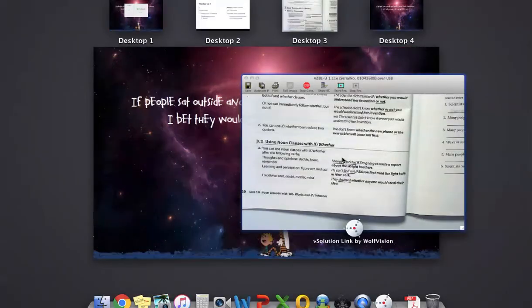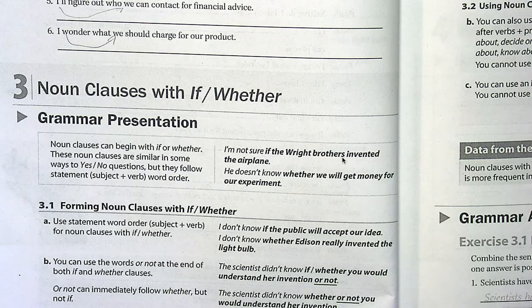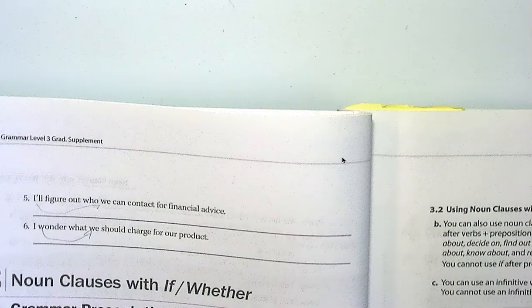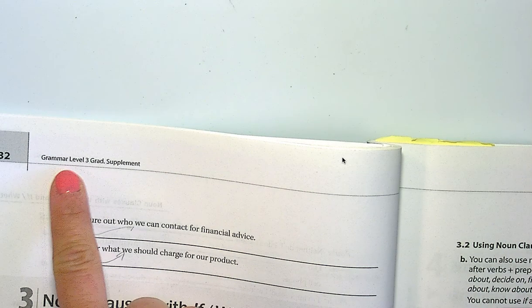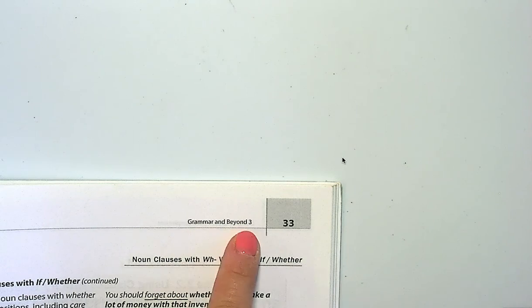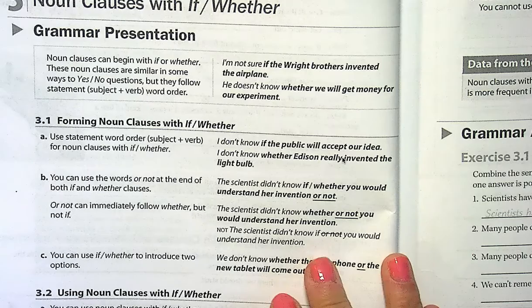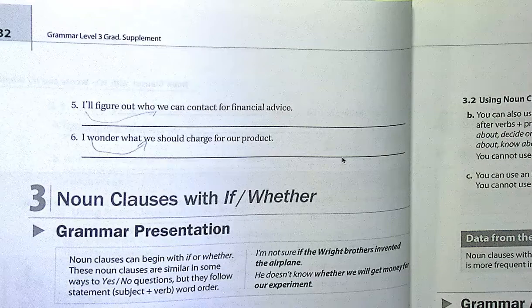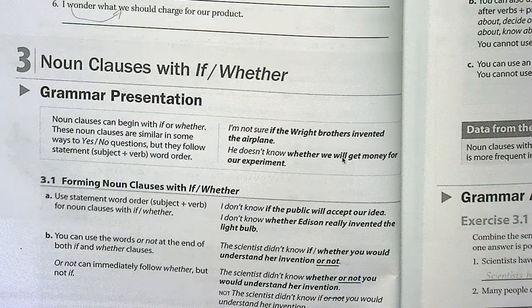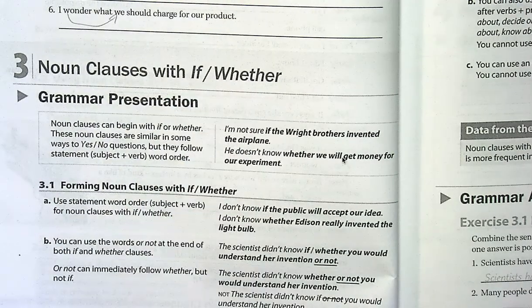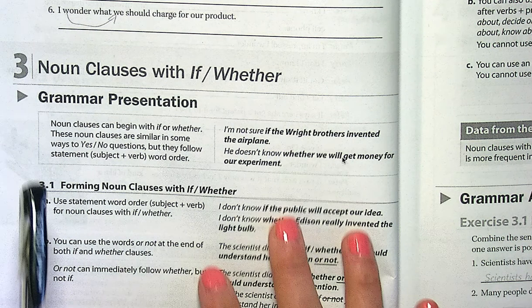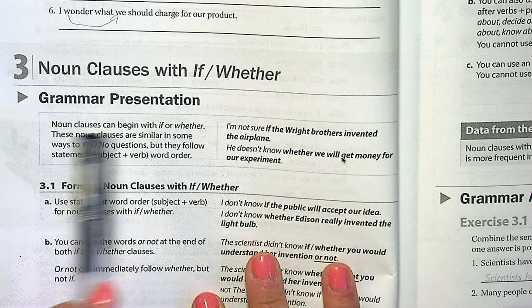So going back to our grammar book, this is in our green supplement book, Grammar Grad 3 supplement. It's the green one, and this is coming from Grammar and Beyond, Level 3. We're looking at Unit 16, and we're on page 32 in our supplement. Noun clauses with if and whether. If we look at the grammar presentation, it says noun clauses can begin with if or whether.